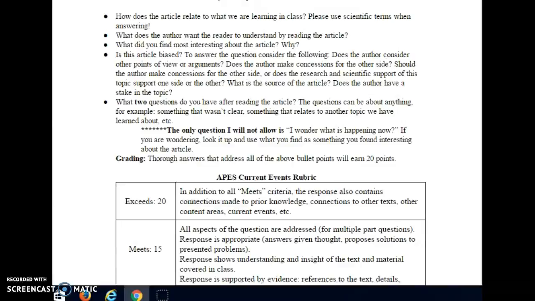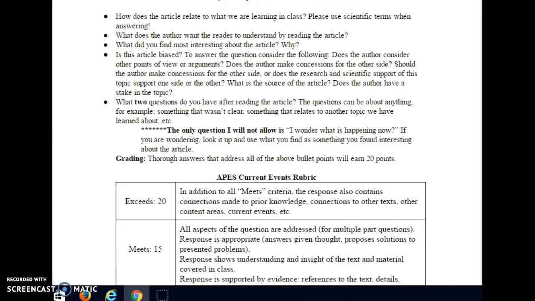And the only question we don't like is, I wonder what's happening now, especially if it's an older article. We do try and find as current articles as possible. We have a few articles that we have you read, though, that are older. We just haven't found something better to replace them. So please don't ask what is happening now. If you're wondering, look it up and find out yourself, and then include that in your analysis.